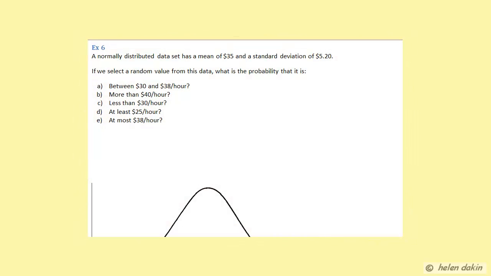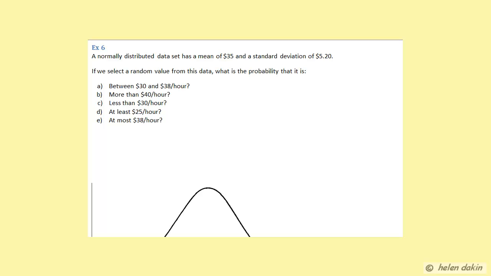Now, example 6 is a case where we are not dealing with the standardized normal distribution, but rather we have a normally distributed data set with a mean of $35 and a standard deviation of $5.20. So if we select a random value from this data, what is the probability that it will be between $30 and $38 per hour? Or in part B, more than $40 per hour.